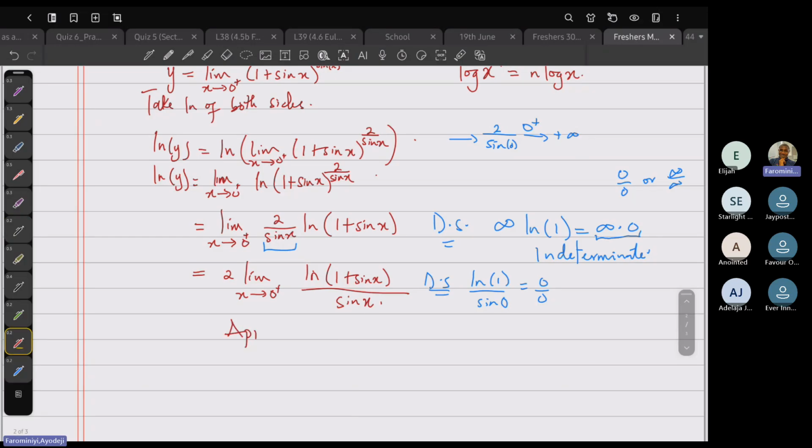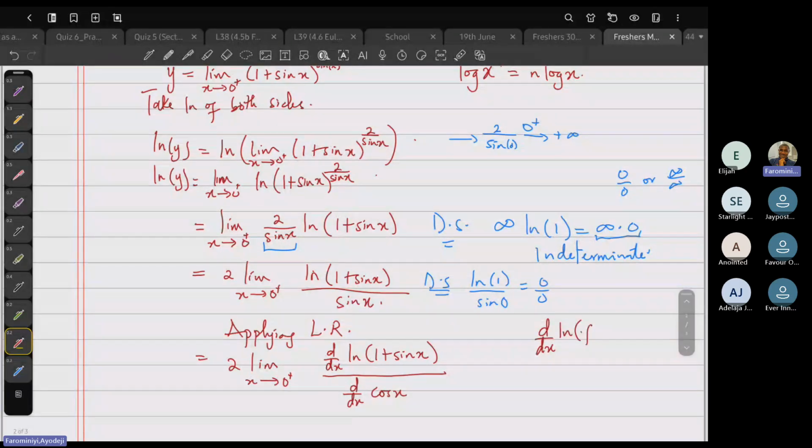Applying L'Hopital's rule, this is equal to 2 times the limit as x goes to 0 of the derivative of natural log of 1 plus sine x over the derivative of cosine of x. And like we mentioned yesterday, the derivative of natural log of anything is simply the derivative of that thing over that thing.